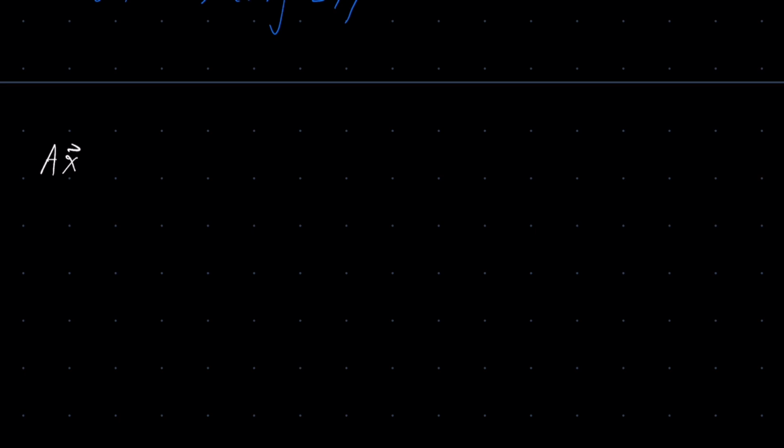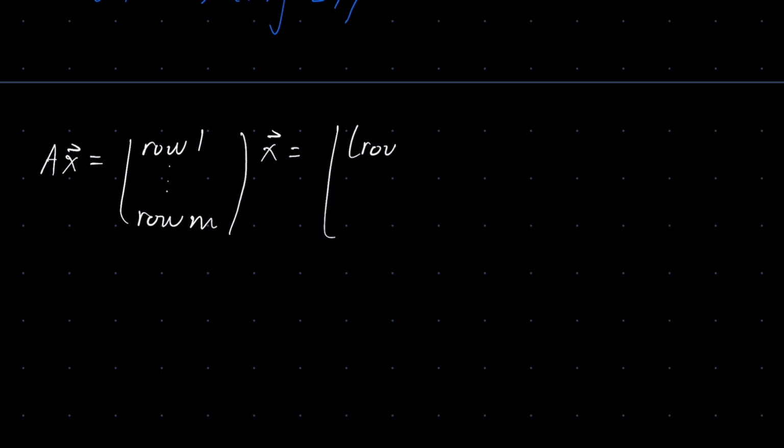Ax, we can write this as, well, we have m rows, let's say. That's equal to row times this particular vector, which can also be written as row 1 dotted with x, all the way to row m dotted with x. So there's this very nice simplicity to the row picture.